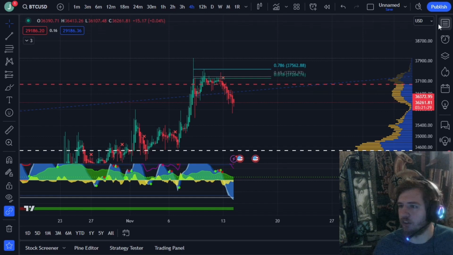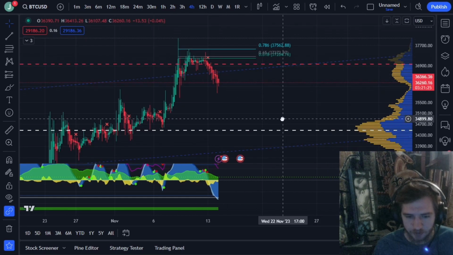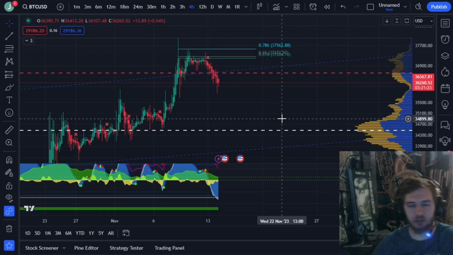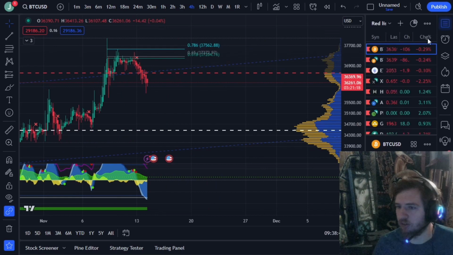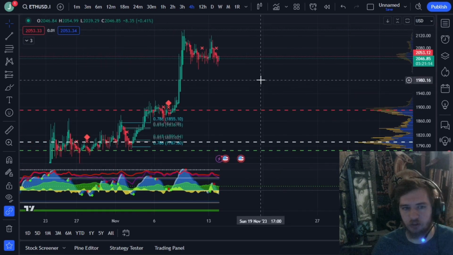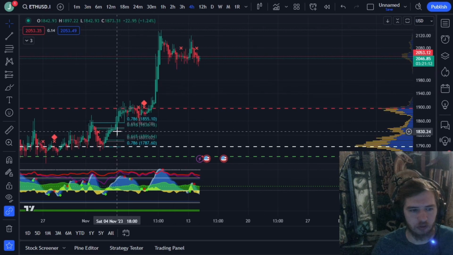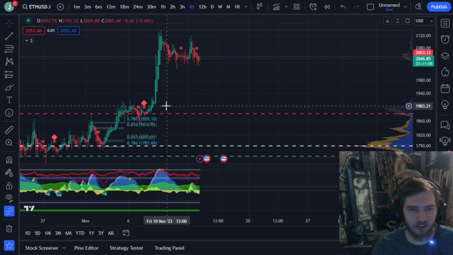Okay, so that's it for Bitcoin. It looks like we're going to have some downside movement for today, maybe the next couple of days. Let's see what ETH is doing. Flipped that 0.786 and blasted off.